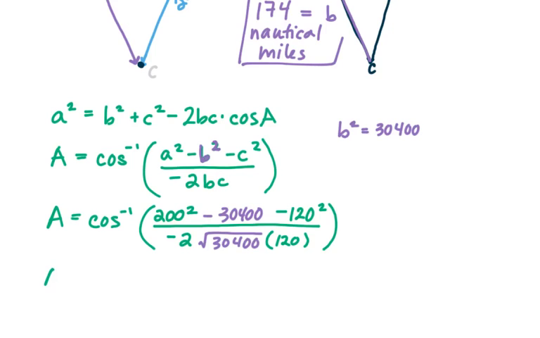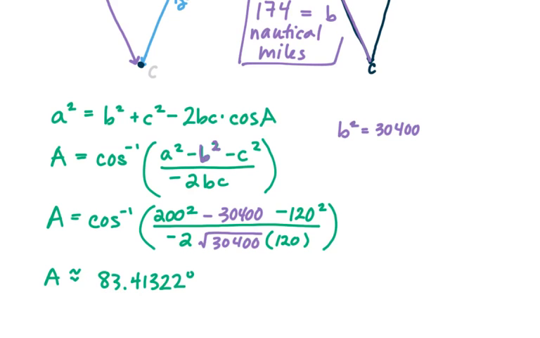And we end up with that A is roughly 83.41322. There are more decimal places than that, but I've rounded. You must be in degree mode. So A is 83.4 degrees.